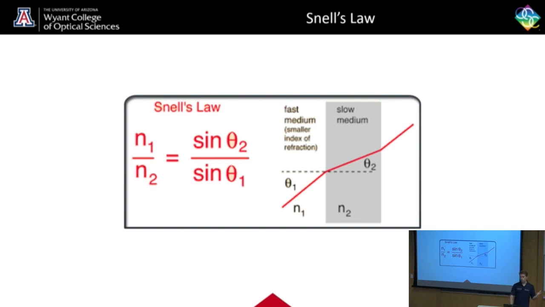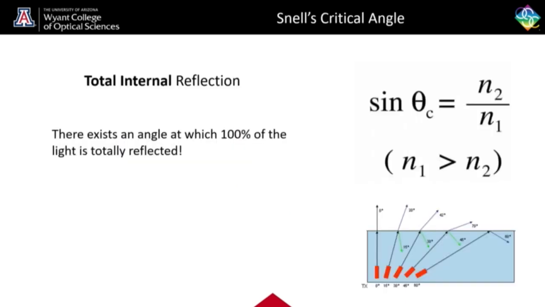Now, how does this apply to the internet that we're talking about? Well, there's this concept that now completes the whole word: total internal reflection. There exists a certain angle, according to Snell's law, at which 100% of the light is totally internally reflected.